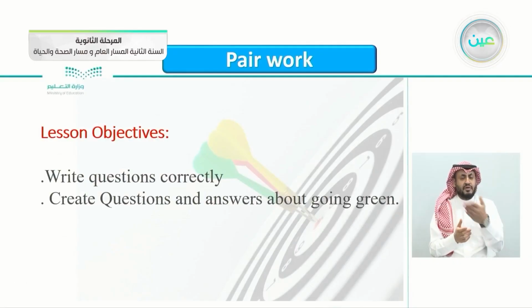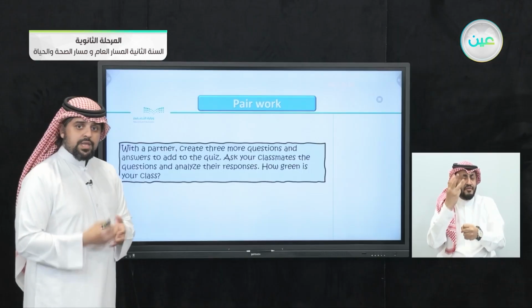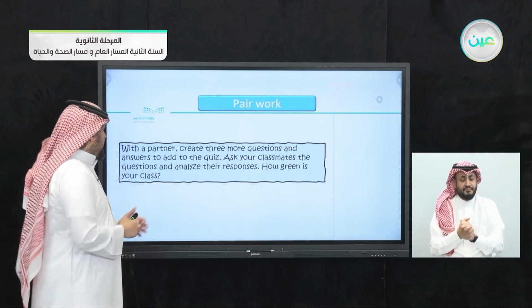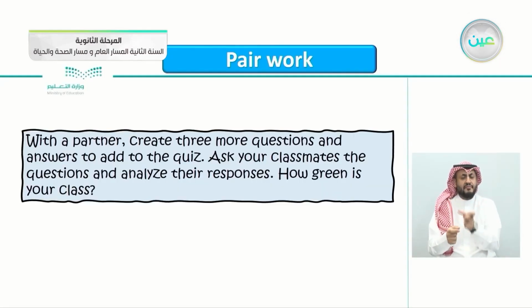Today's pair work objectives: to write questions correctly, to create questions and answers about going green. So with a partner, create 3 more questions, just like the previous ones here in the questionnaire. Create 3 more questions and answers to add to the quiz. Ask your classmates the questions and analyze their responses. How green is your class?